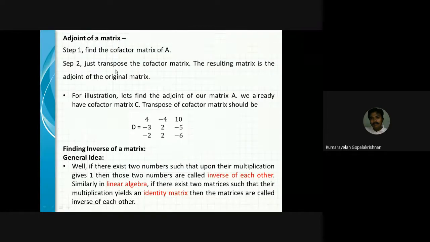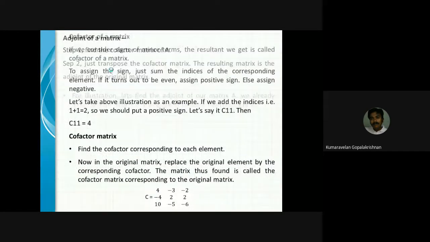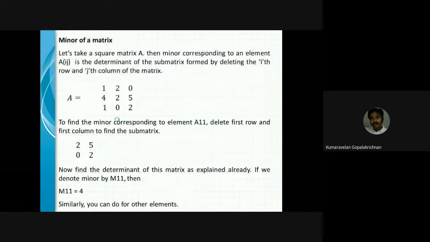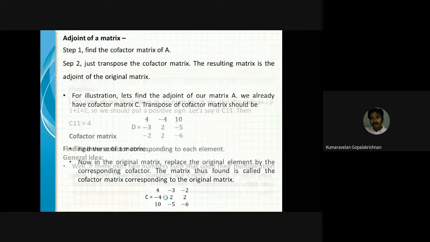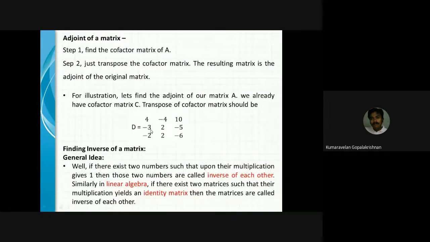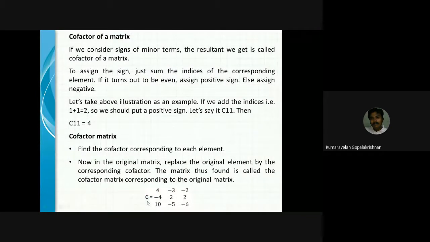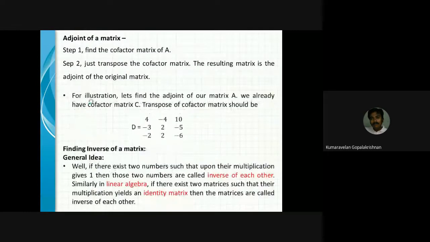Transpose, I already explained: just reversing the rows to columns and columns to rows. See here, in the previous example, for this matrix A, the cofactor matrix that we calculated using the minors is 4, minus 3, 2, minus 4, 2, 2, 10, minus 5, 6. Now, in order to find the adjoint matrix, just transpose this matrix C.